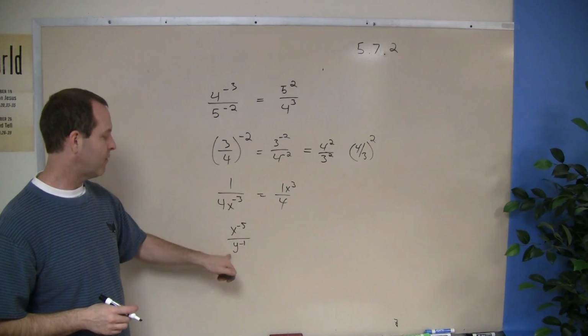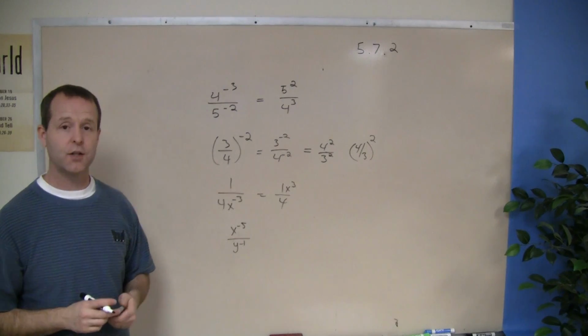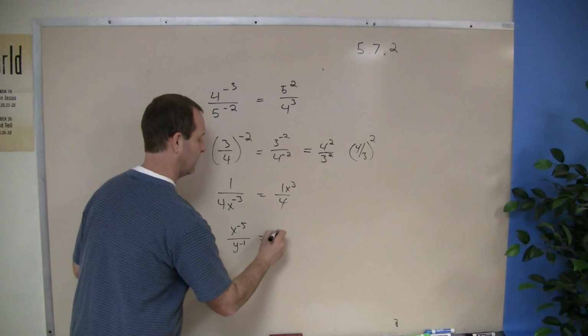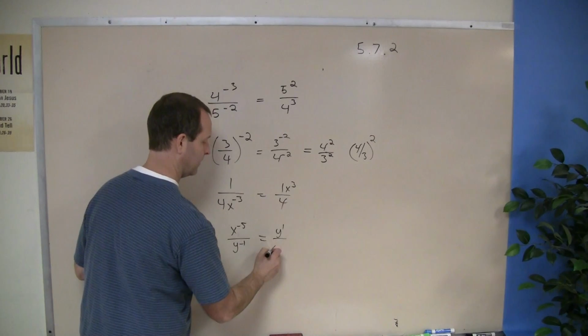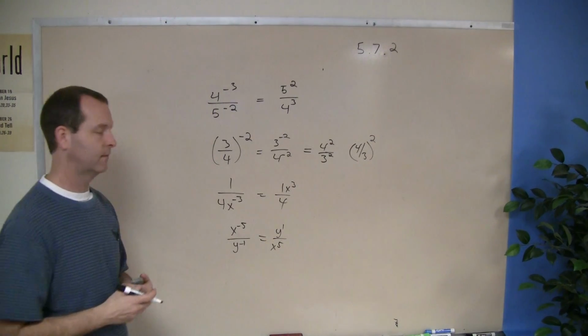And x to the negative 5 over y to the negative 1, just understand what the spaces are. Put the y on the top to the positive, and put the y on the bottom to the positive.